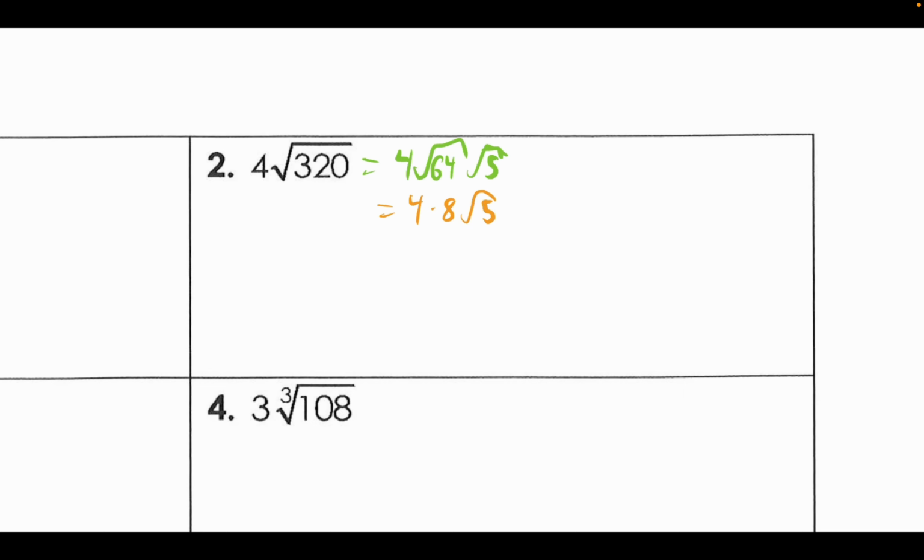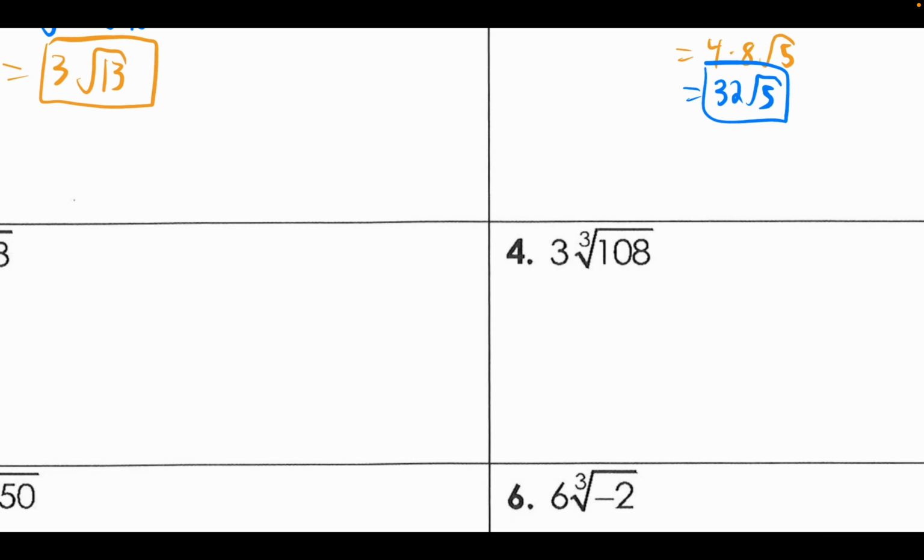On to number 2, 4 times the square root of 320. Well, that's 4 times the square root of 64 times the square root of 5, which is 4 times 8 times the square root of 5. 32 times square root of 5 is our result.